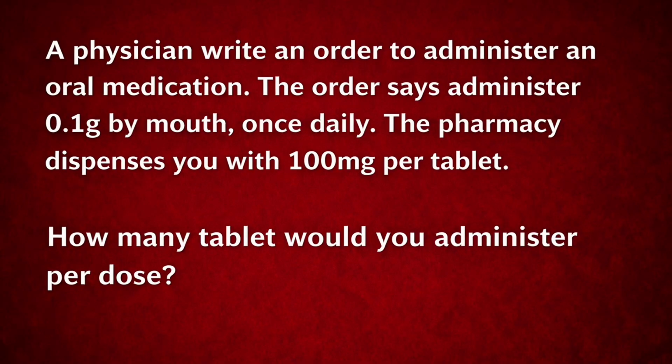So the question says that a physician writes an order to administer an oral medication, and the order says administer 0.1 gram by mouth once daily. The pharmacy dispenses you with 100 milligrams per tablet. How many tablets do you administer per dose? Now remember how we discussed that the first thing you need to do when solving these questions is to bring out your figures. So we're going to bring out the figures now.